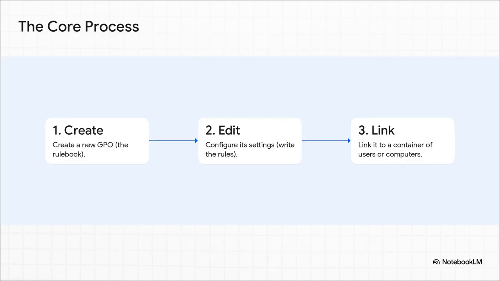Okay, so how does this whole rulebook thing actually work? Well, it's a pretty straightforward three-step deal. First, you create the GPO. That's like getting your blank rulebook. Next, you edit it. You write the actual rules inside. And finally, you link that rulebook to what's called an organizational unit, or OU. An OU is just a fancy name for a container, a way to group things together, like, say, the sales department or all the computers in the marketing team.